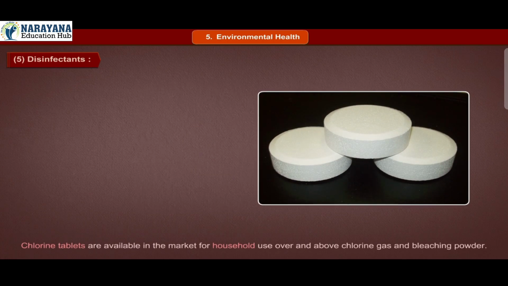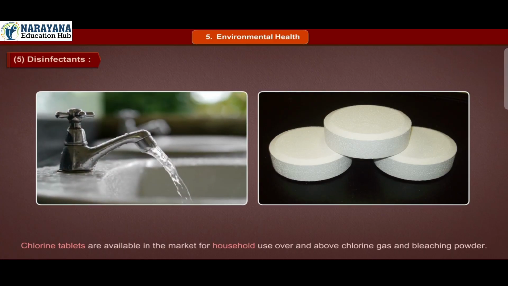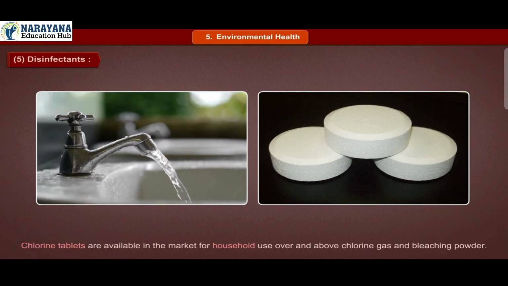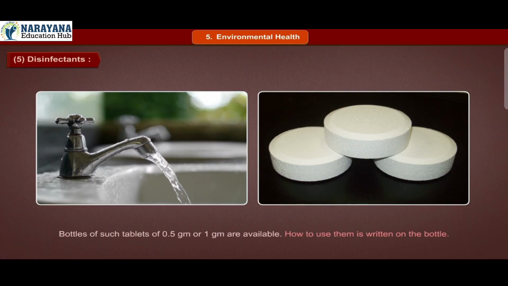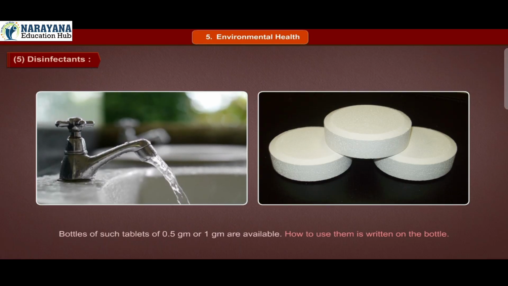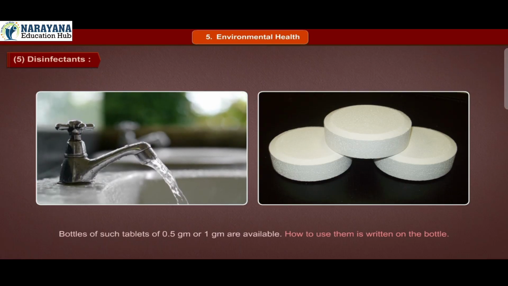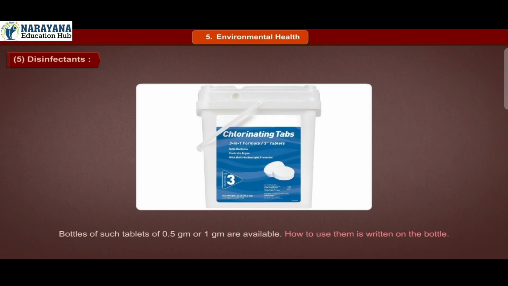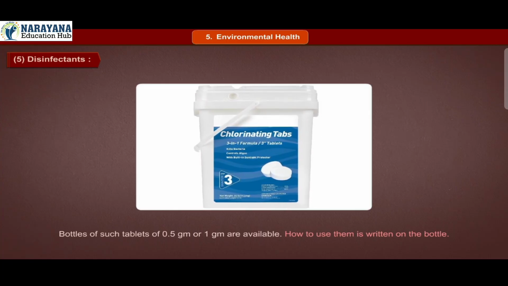Chlorine tablets are available in the market for household use over and above chlorine gas and bleaching powder. Bottles of such tablets of 0.5 gram or 1 gram are available. How to use them is written on the bottle.